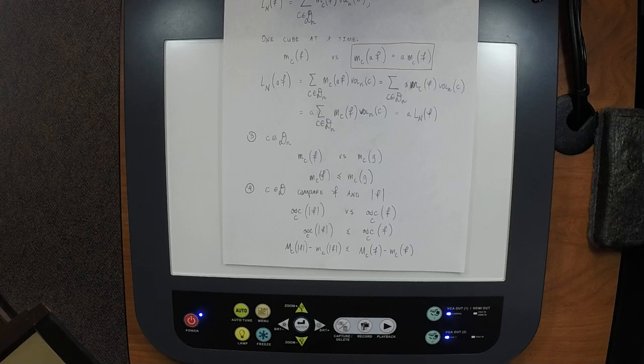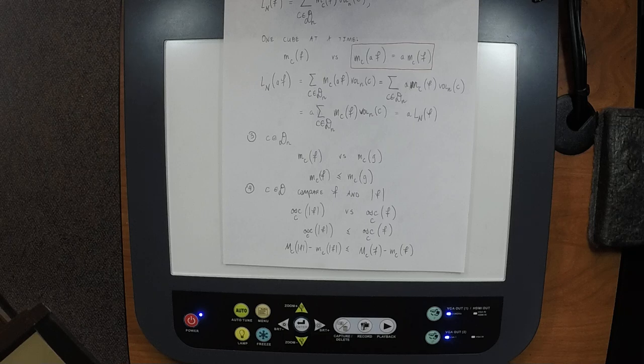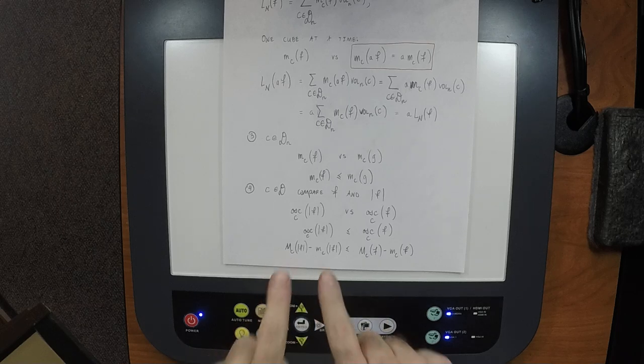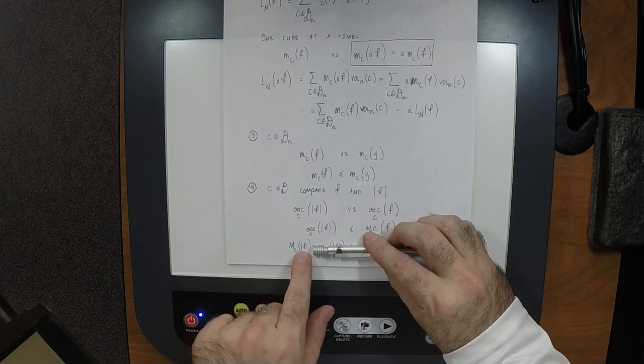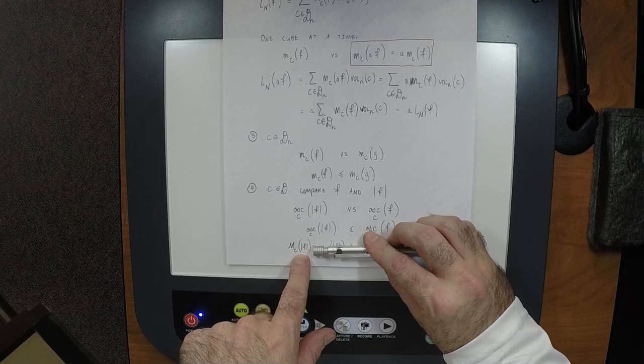Now, this is over one cube. So that means that for every one of the cubes, and there's just finitely many of them where the lower and upper sums are non-zero, we could add up all of these inequalities. So suppose we add each one of these up individually. Just adding those, what are we getting? This is the upper sum for which function? For the absolute value function.